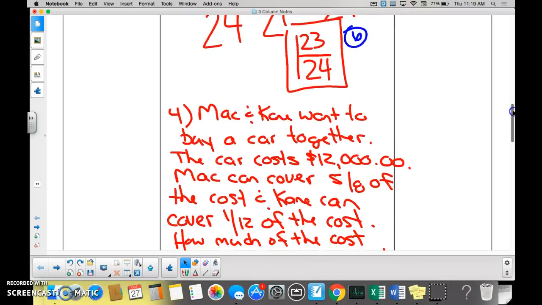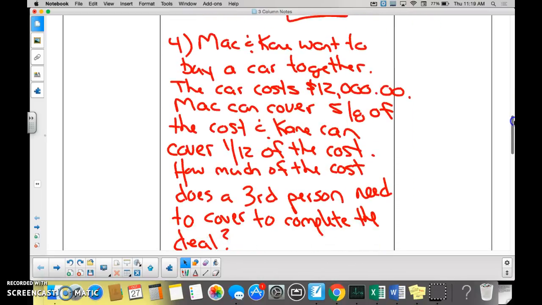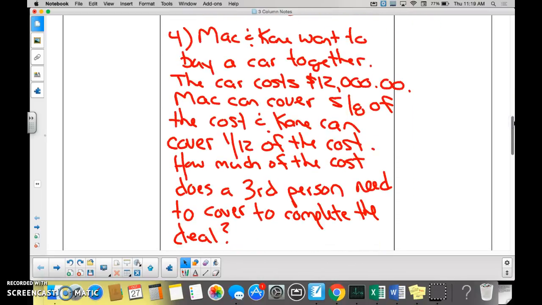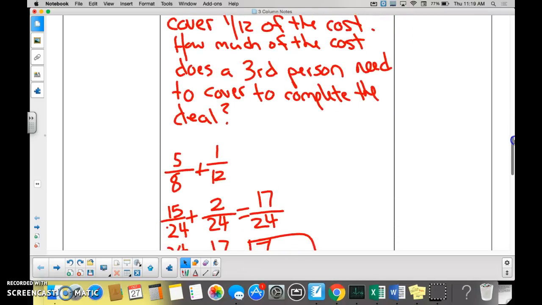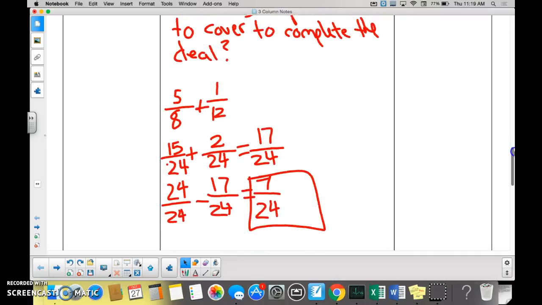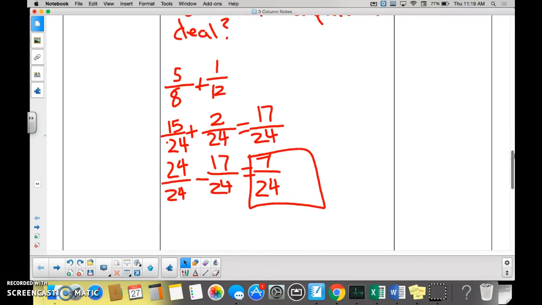And then Mac and Kane are buying a car. We never talked about this, but in solving the problem, we did how much Kane can cover, how much Mac can cover, got common denominators, subtracted how much they could cover from one whole car, which we used 24ths over 24ths to represent the whole, since we know that they could cover 17/24ths and all that good stuff.